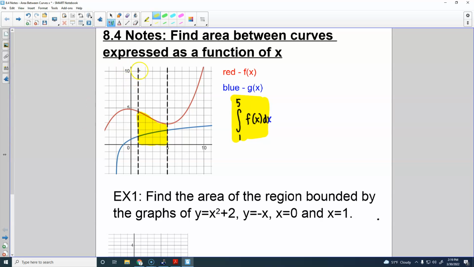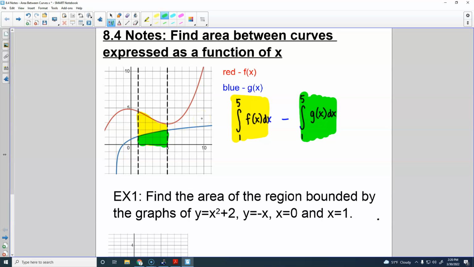Just 1 to 5, because they put these dotted lines right here. So you're looking at that x-axis to see where you get those values. And then if I subtract the integral from 1 to 5 of g of x dx, which is that blue graph, I realize it's not blue on your paper, but let's use green for that. So I'm subtracting this area right here under the curve.